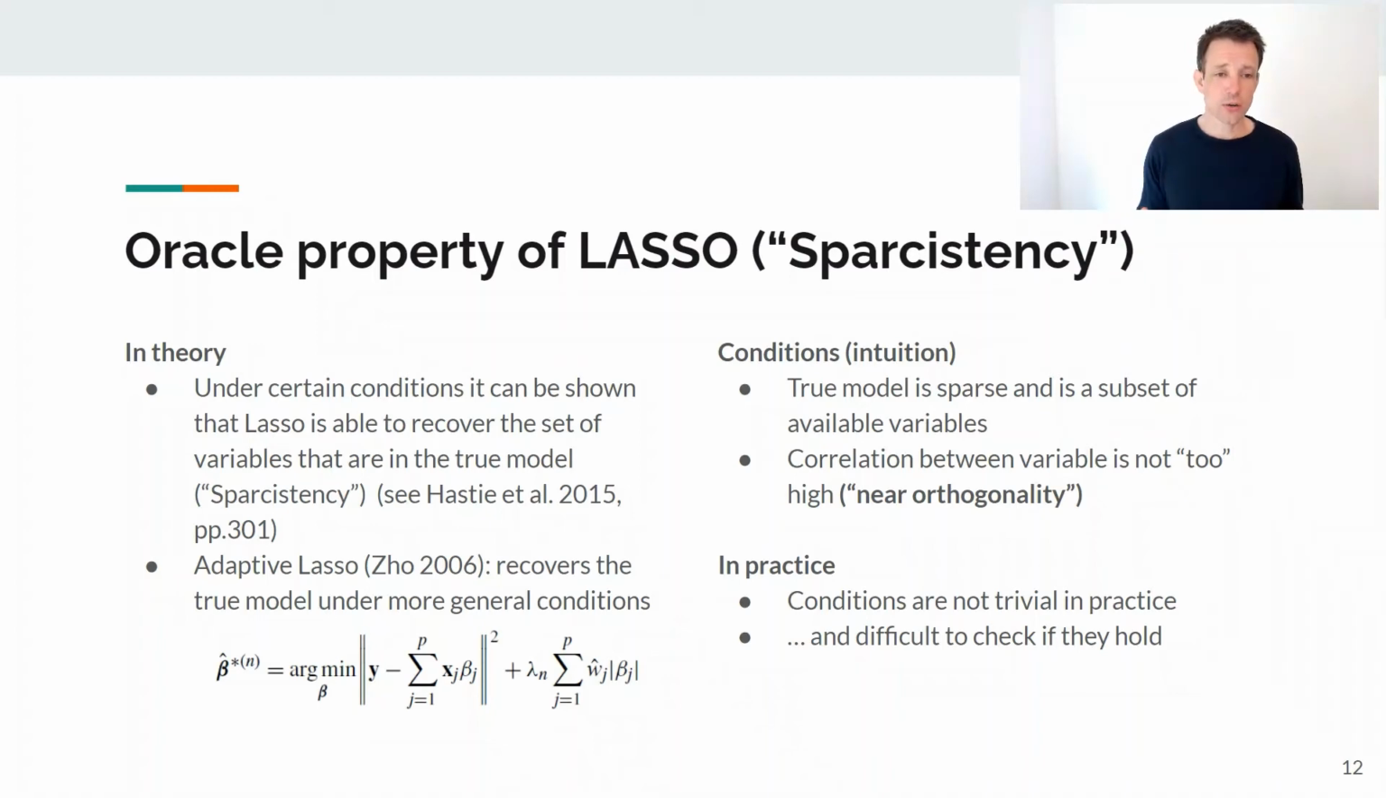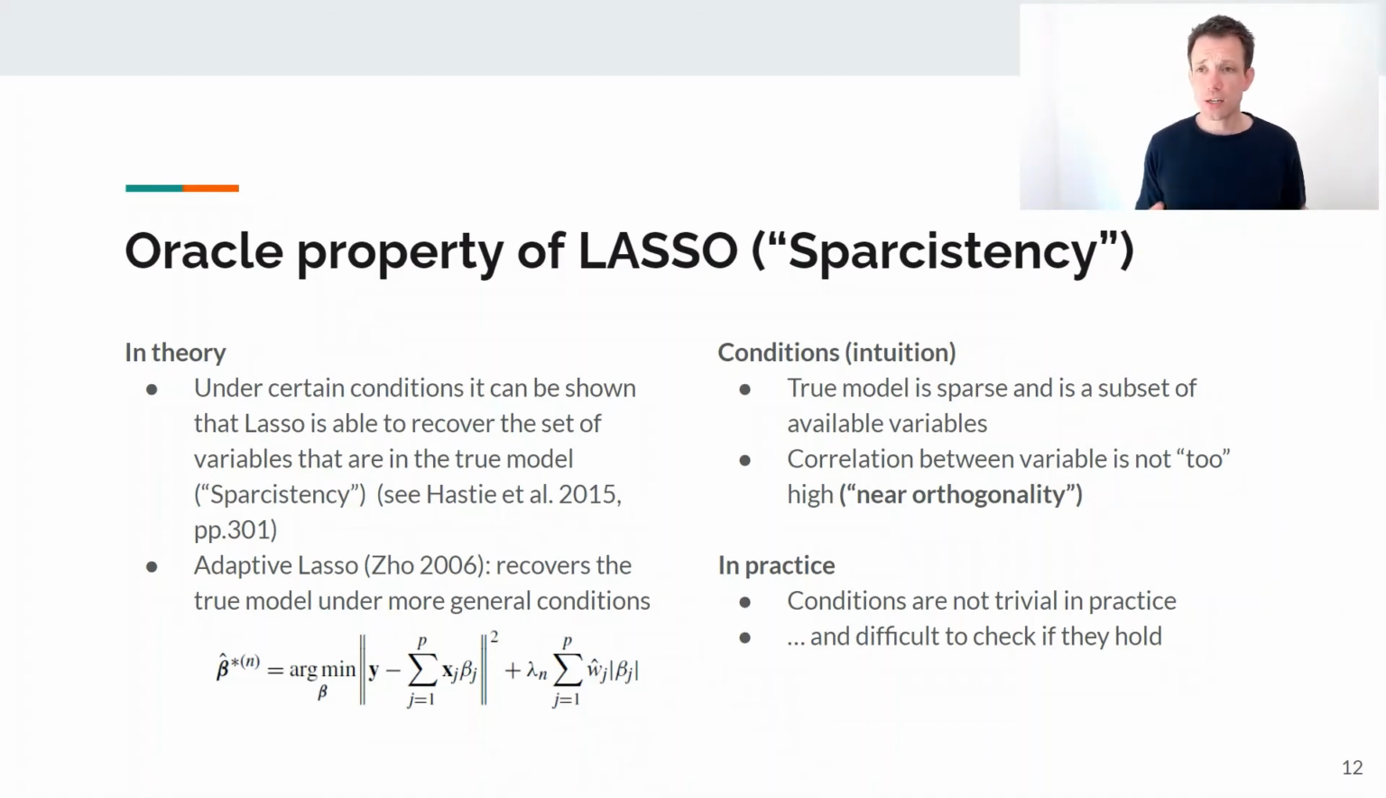So what the theory tells us is that under certain conditions it can be shown that Lasso is able to recover the set of variables that are in the true model, which means that Lasso has the sparsistency property, or even better, that it has the oracle property, so that it is able to recover the true model. And there are also approaches like the adaptive Lasso that can be shown to recover the true model under even more general conditions.